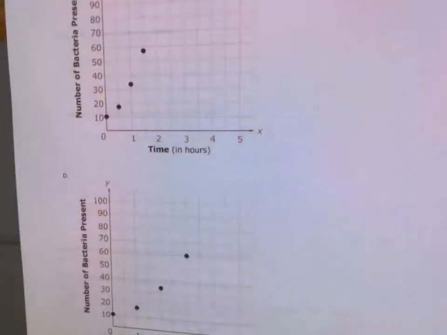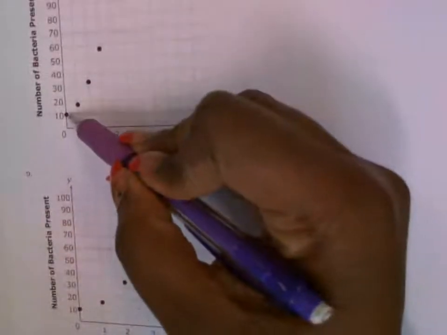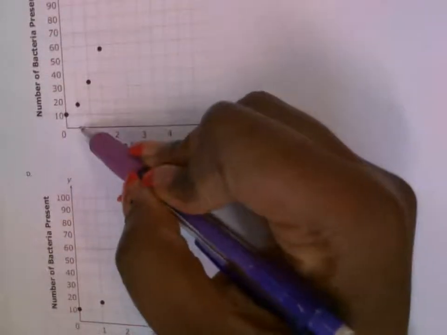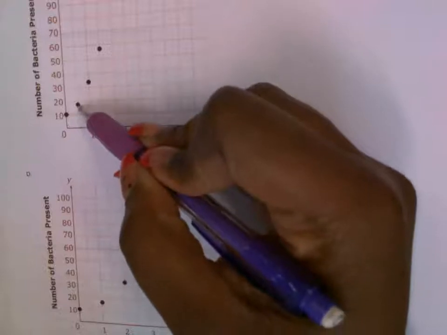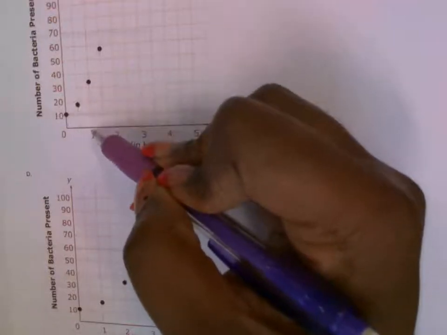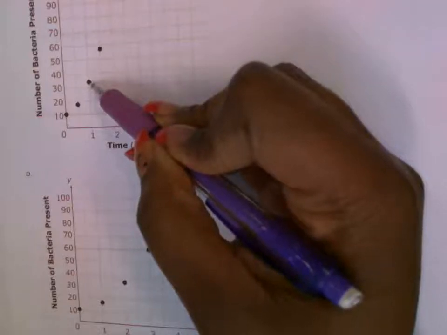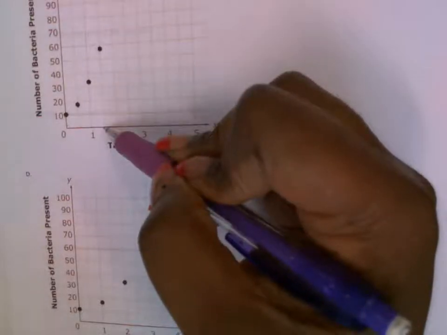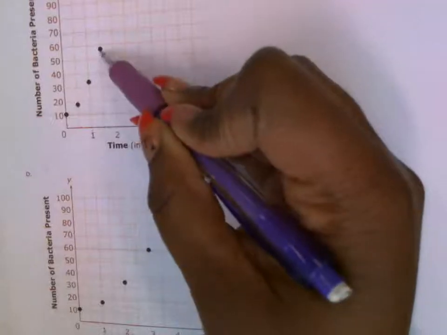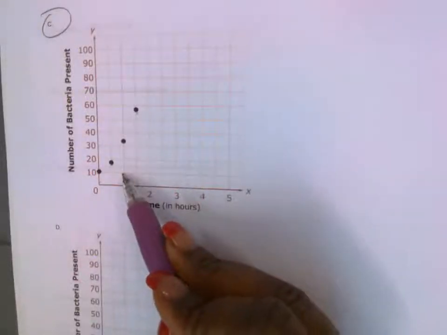All right, so now let's look at this one. And again, I'm looking at this table that I created. So I got 0 and 10. Then I got 0.5 and 18. That's good. Then I got 1 hour and 32. That looks pretty decent right there. And then I got 1.5 and 58. This is a great answer. Any questions about how I got C as an answer?